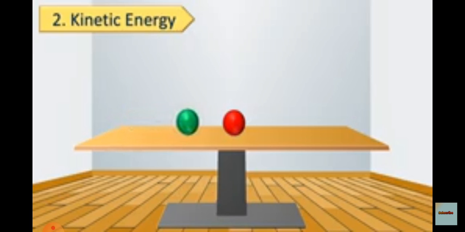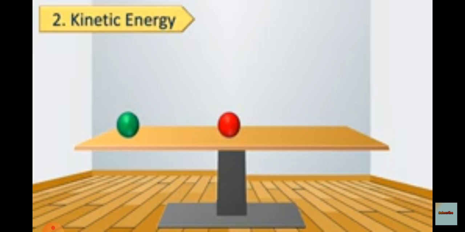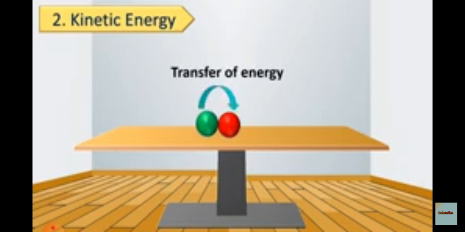See, it is in motion, and because of that, yeah, the red ball also gains motion and it moves from its original place. Yes, the red ball has been displaced from its original place. That is, the energy from the green ball is being transferred to the red ball, and because of that, what happens? The red ball is also set in motion.